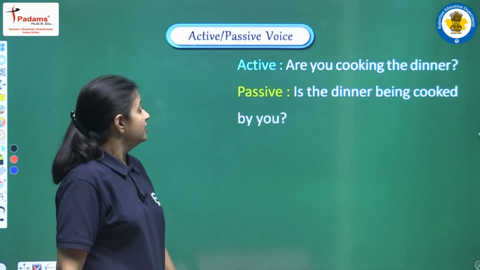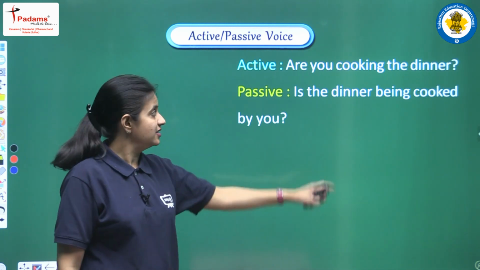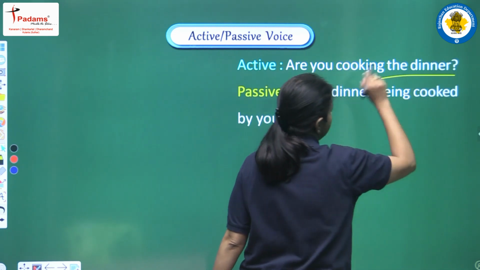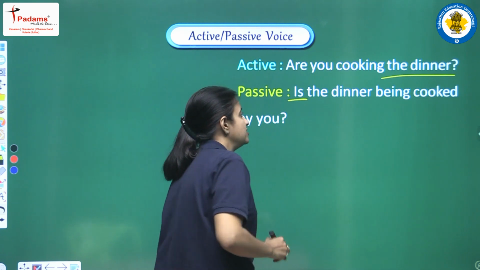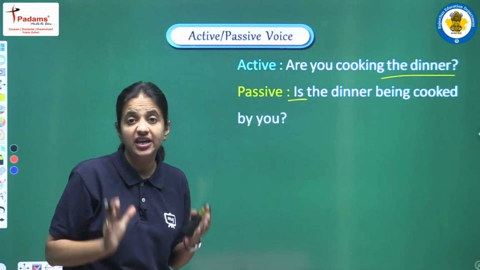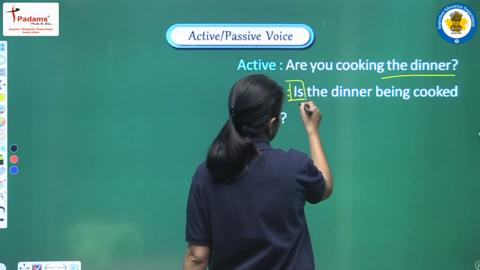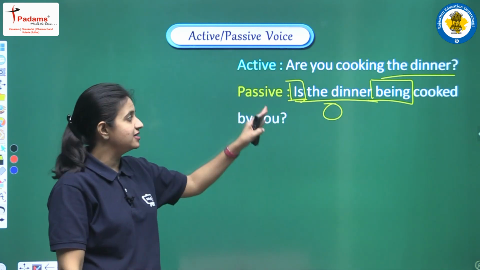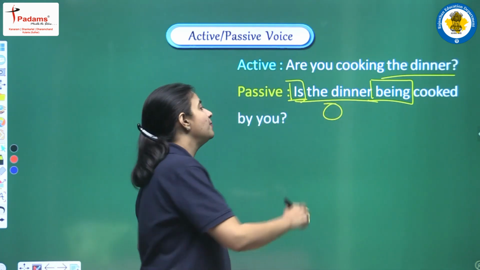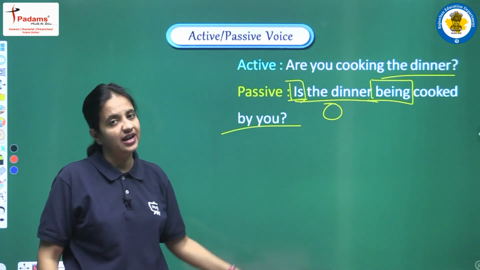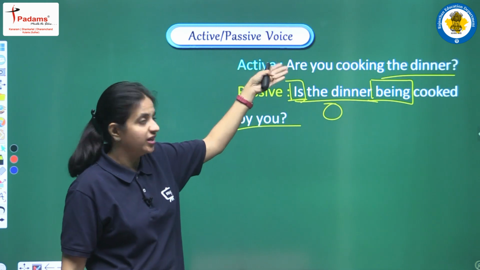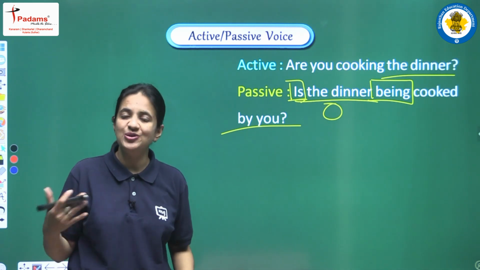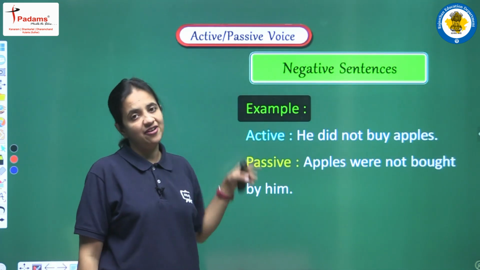Clear? Next is, are you cooking the dinner? So this is present continuous tense. Are you cooking the dinner? And the object is the dinner. So dinner is a singular one. So for singular subjects we are writing is, but we have to add being. Okay, and again we have to follow the same rule, is and being, and in between these two words we are writing our object, that is the dinner. After that, third form of the main verb, and in the end of the sentence our subject, that is you. So active voice is are you cooking the dinner, and the passive voice will be is the dinner being cooked by you.